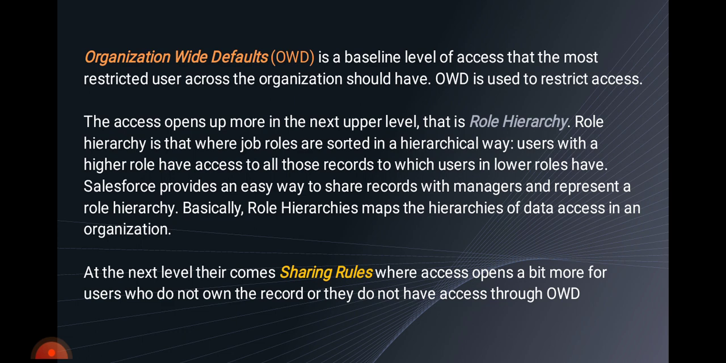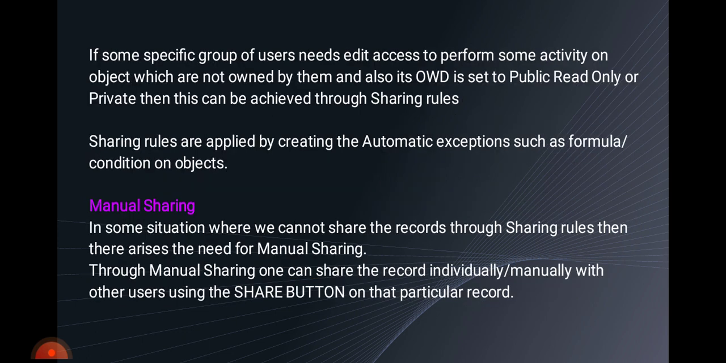At the next level, there come sharing rules, where access opens a bit more for users who do not own the record or do not have access through OWD. If some specific group of users needs edit access to perform some activity on objects which are not owned by them, and its OWD is set to public read only or private, then this can be achieved through sharing rules. Sharing rules are applied by creating automatic exceptions such as formula conditions on objects.